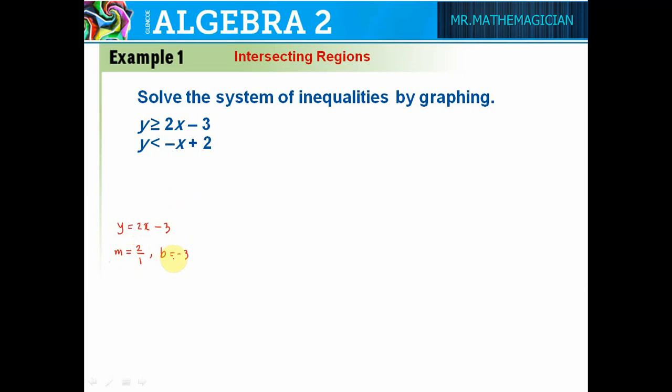So the line will start, we will plot a point exactly at negative 3 on the y-axis and we move 2 units up, 1 unit to the right, 2 units up, 1 unit to the right, and so on. And you will draw it as a solid line. Now, for the second inequality, let's write down the borderline as y equals negative x plus 2. And for sure, the slope m is negative 1, means negative 1 over 1. And the y-intercept b is 2. So the line will start at 2 on the y-axis, moving down 1 unit, to the right 1 unit, down 1 unit, to the right 1 unit, and so on.